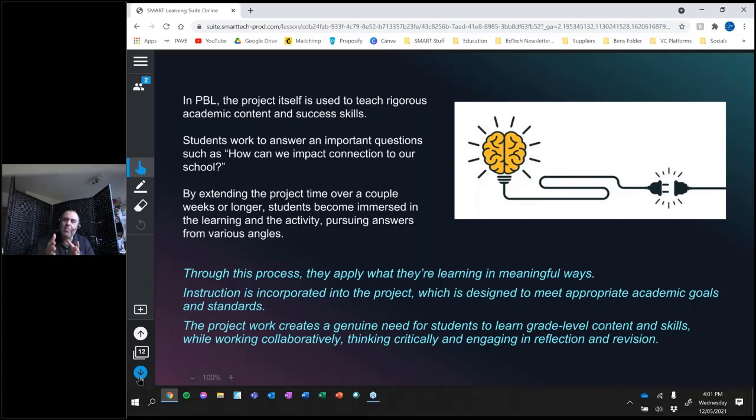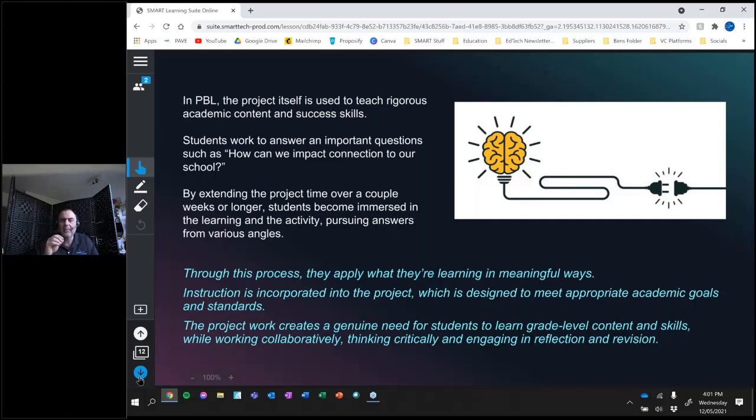Also, by extending the project over a couple of weeks, students become immersed in the learning activity. They pursue their answers from different angles. Even if they get to a dead end, they haven't got a very short timeline where they have to go, oh well, I can't do anything about it now. They actually have, over a long extended period of time, the opportunity to go back and maybe tackle the project from a different angle, and experience a whole new learning outcome from doing that.